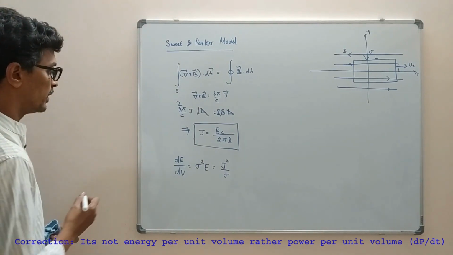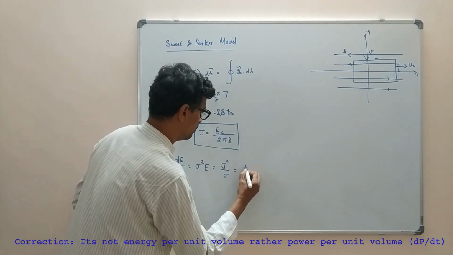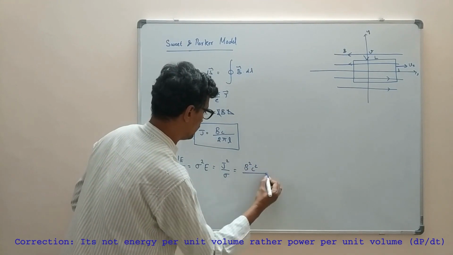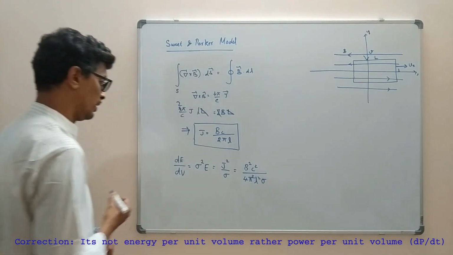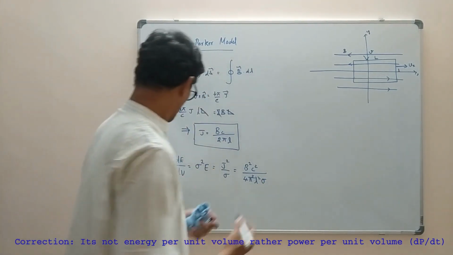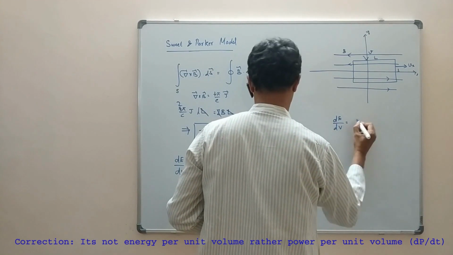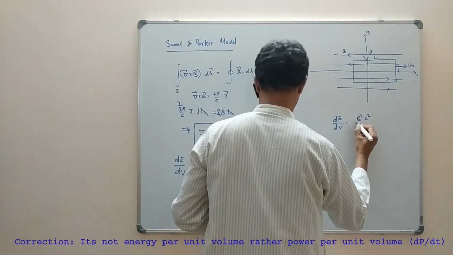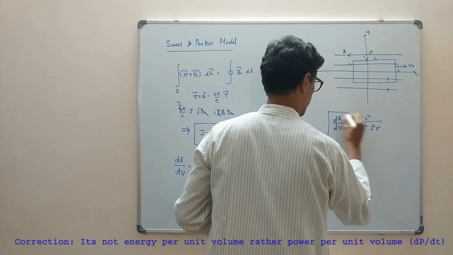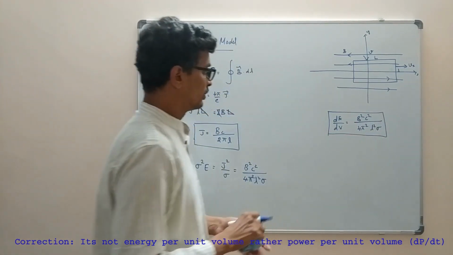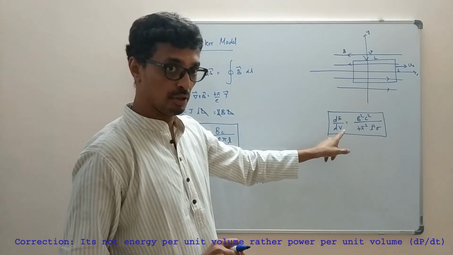Fine. So J squared by sigma, and now I'm substituting this J here. I'm going to get this as B squared c squared divided by 4 pi squared L squared sigma. And again, let me write down this equation on the side. We need it. So dE by dV is equal to B squared c squared divided by 4 pi squared L squared sigma. And it says as the thickness of my neutral sheet decreases, the energy dissipation will be much larger.